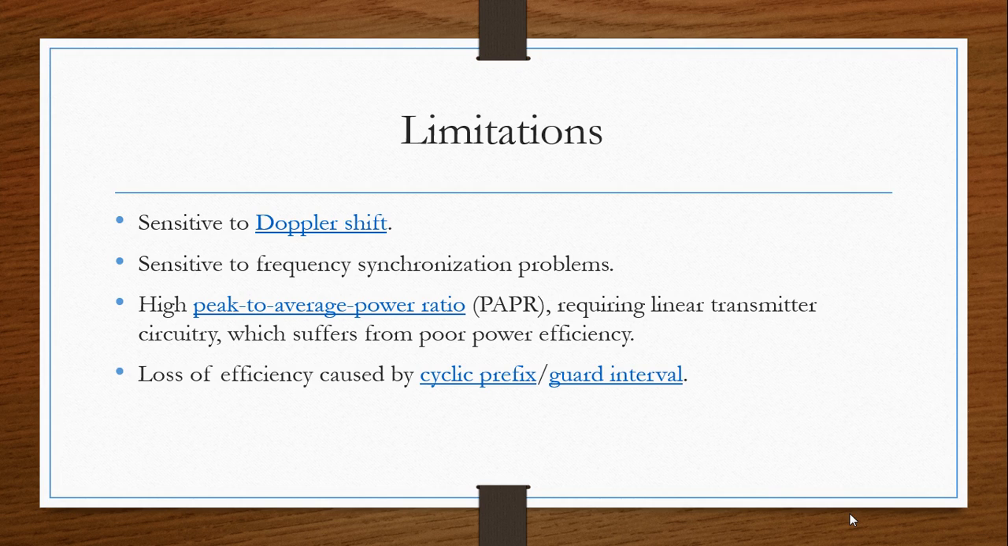Next is the sensitivity to frequency synchronization problems that we will have to consider when using OFDM. The next is high peak to average power ratio, requiring linear transmitter circuitry which suffers from poor power efficiency. And the final is the loss of efficiency caused by adding a cyclic prefix or guard interval to avoid intersymbol interference.